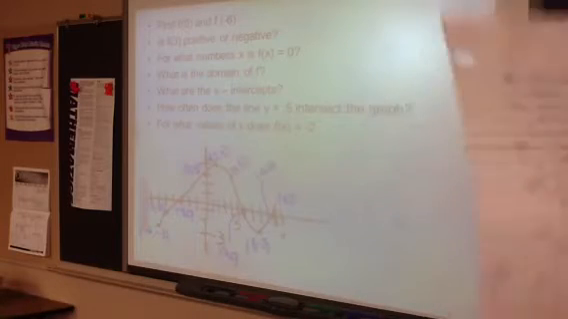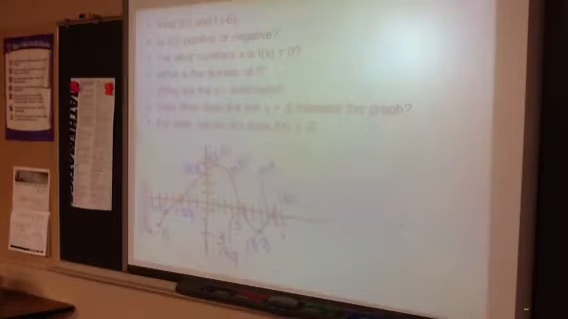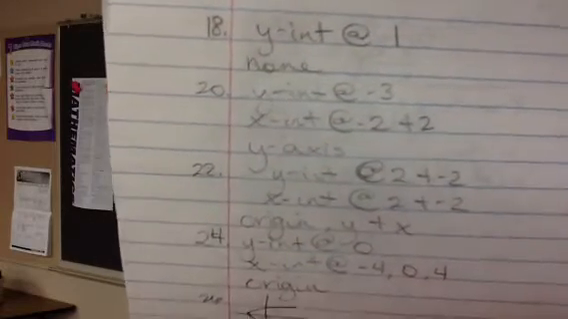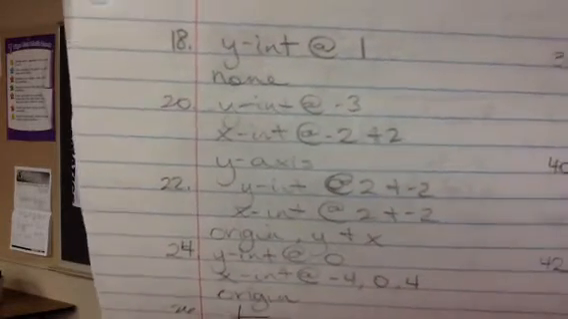For your homework, number 18 is y-intercept at (0, 1), and no x-intercepts, and no symmetry. Your 20, your y-intercept is at (0, -3). Your x-intercepts are at (-2, 0) and (2, 0), and you have y-axis symmetry. 22, your y-intercepts are at (0, 2) and (0, -2).